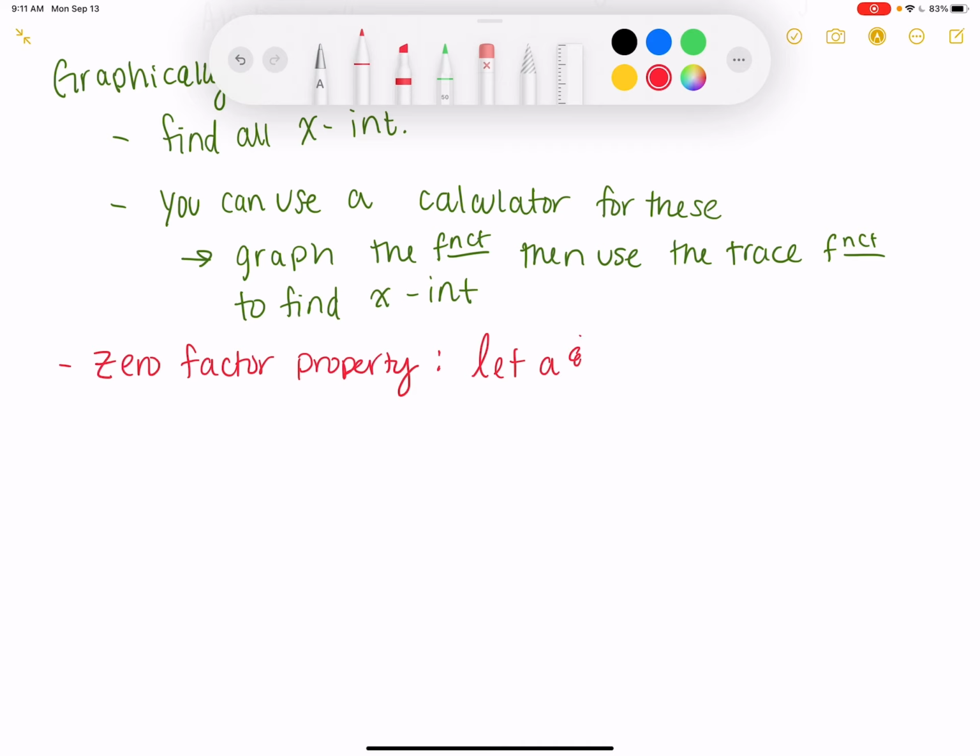Let A and B be real numbers. If AB is equal to 0, then A equals 0 or B equals 0. They could in theory both be 0, but typically it's only going to be one of them.